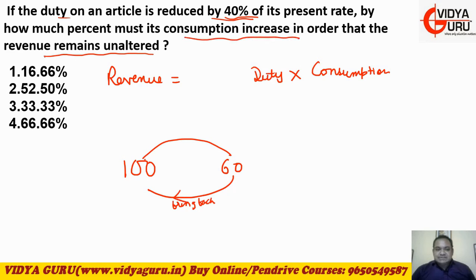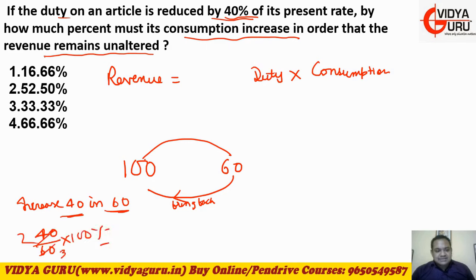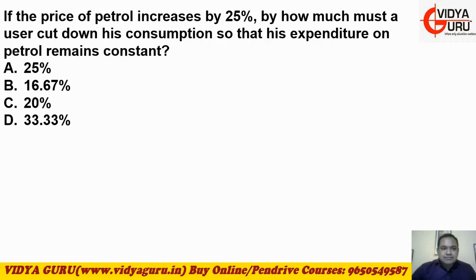What is the percentage consumption increase? So bringing back 60 to 100. So increase 40 in 60. So 40 is what percentage of 60? So 2 by 3, answer is 66.66%. So this is the shortcut. Fine. Let's take a couple of more examples.